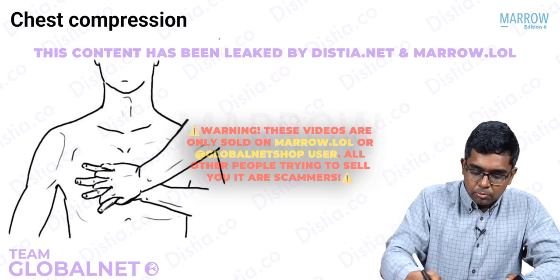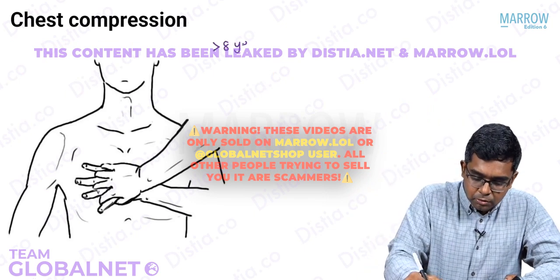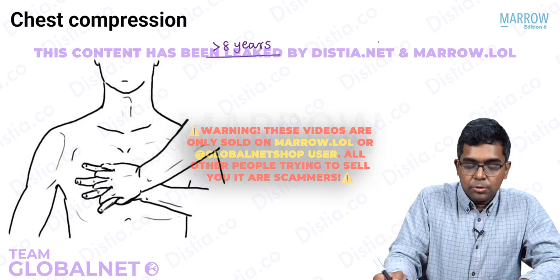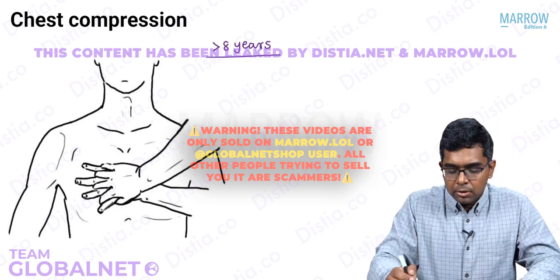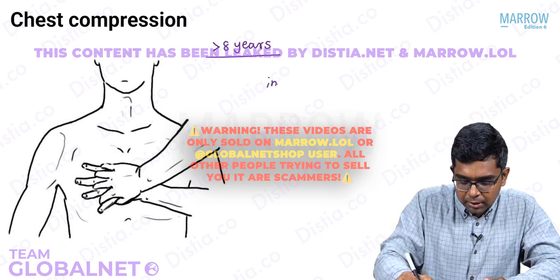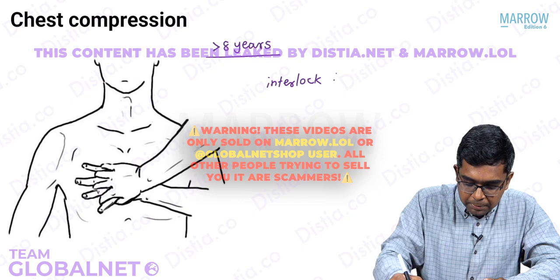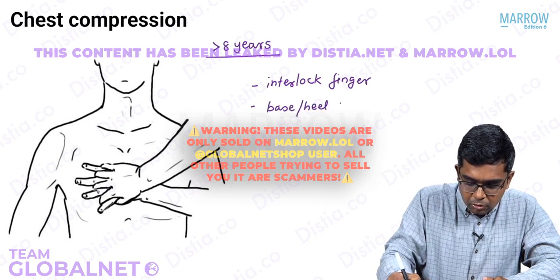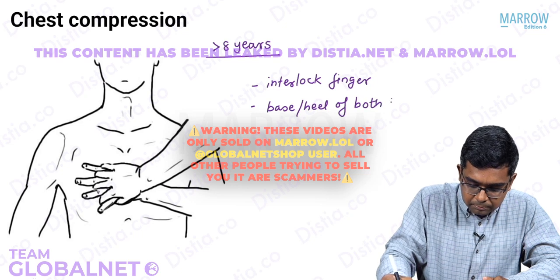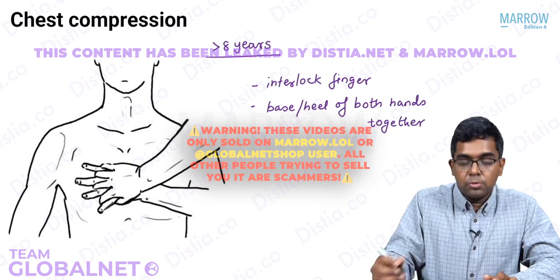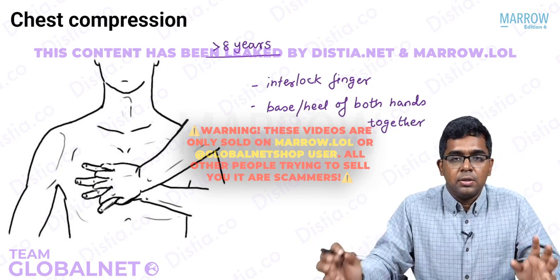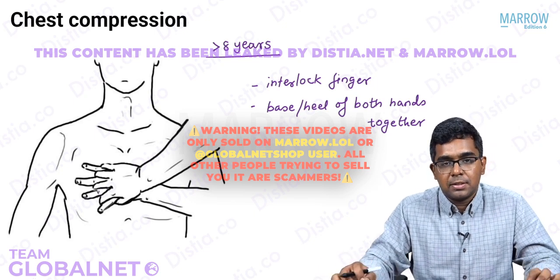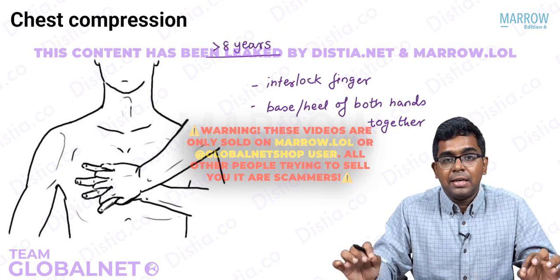This is done for a child more than the age of 8 years, or for an older child, where you use both your hands. You interlock the fingers of both hands, keep them over the lower 1/3 of the sternum, and press with the base or heel of both the hands together. This is similar to what you do as chest compression in adults. So these are the three different techniques of giving chest compression, depending on the age of the child.